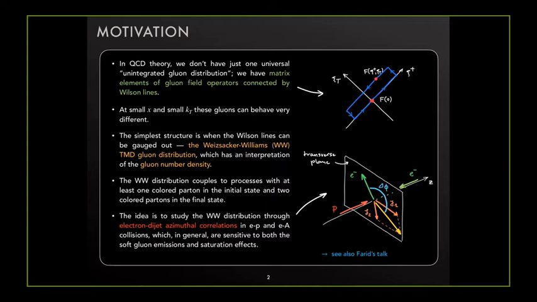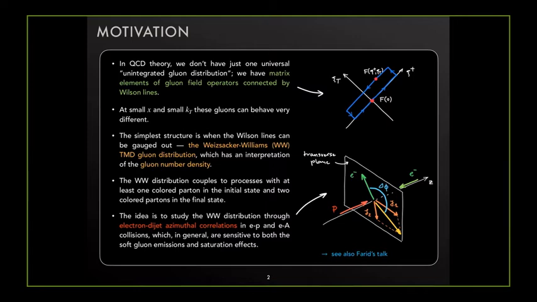In our study, we thought it's interesting to look at what one can learn about this gluon distribution from dijet production at an electron-ion collider, when we look at electron-dijet correlations. Farid already mentioned during his talk that this is an observable which is often not discussed in the small-x community. So we also thought it might be interesting to look at this type of observable.